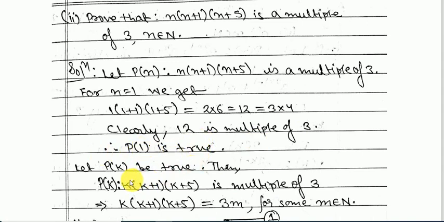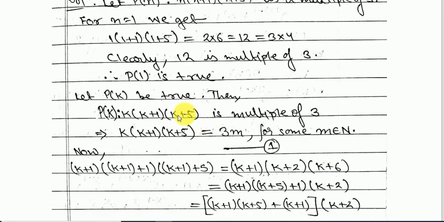Now we will assume that the statement is true for n equal to k, that means Pk is true. Once I say Pk is true, you copy the same thing, the only difference being that n is replaced by k. So Pk: k into k plus 1 into k plus 5 is a multiple of 3. That means this can be written as 3 times m, where m is some natural number.